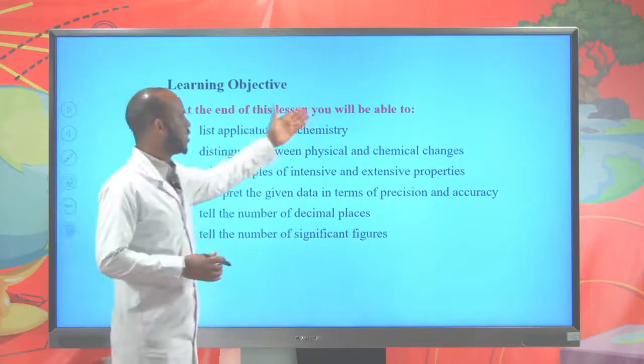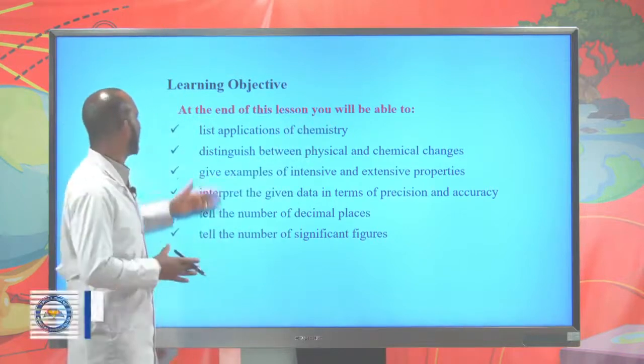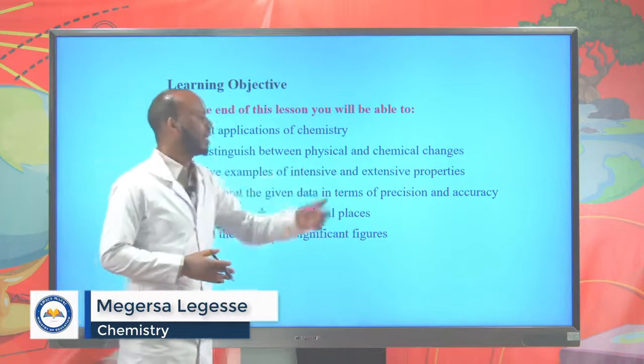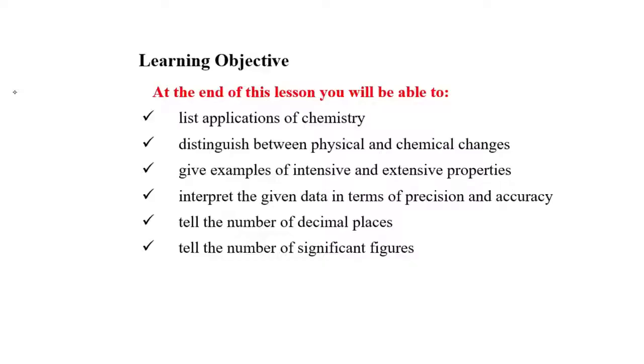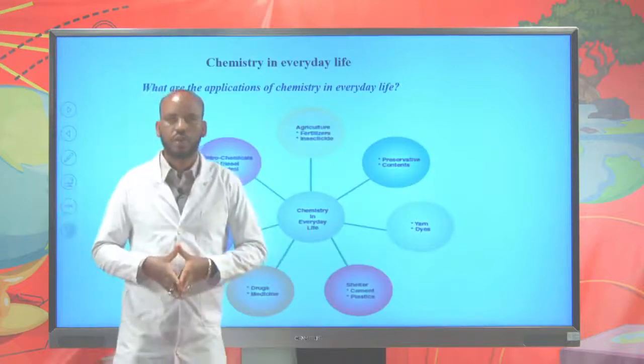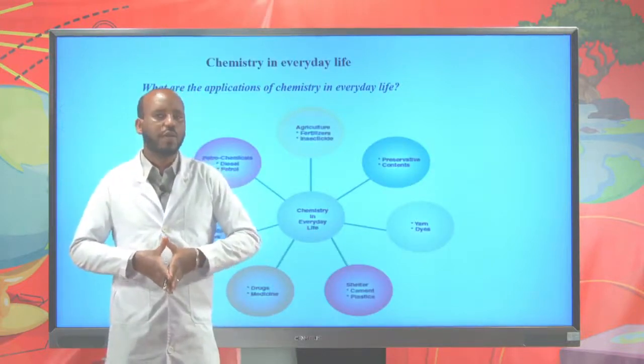At the end of this lesson, you will be able to list applications of chemistry, distinguish between physical and chemical changes, give examples of intensive and extensive properties, interpret the given data in terms of precision and accuracy, tell the number of decimal places, tell the number of significant figures. Students, if you are ready, then we will get started.